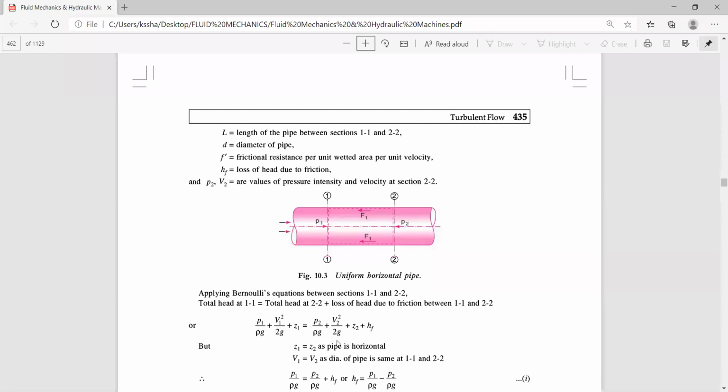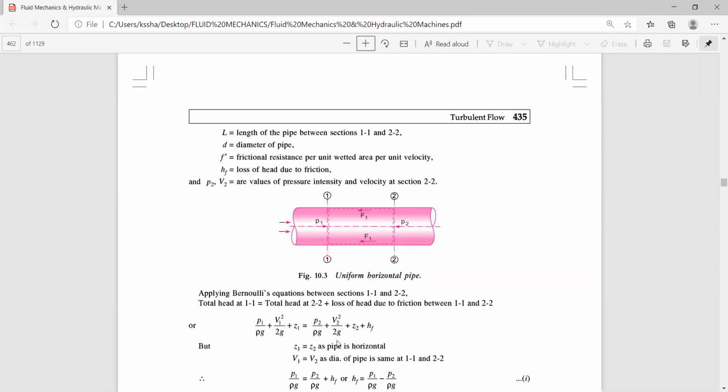Now, Z1 is equal to Z2 as the pipe is horizontal. Because the pipe is uniform, its diameter is also not changing, its velocity is also not changing, so automatically the diameters are the same, D1 is equal to D2. So similarly Z1 is equal to Z2 and V1 is equal to V2 as the diameter of pipe is the same at 1-1 and 2-2.